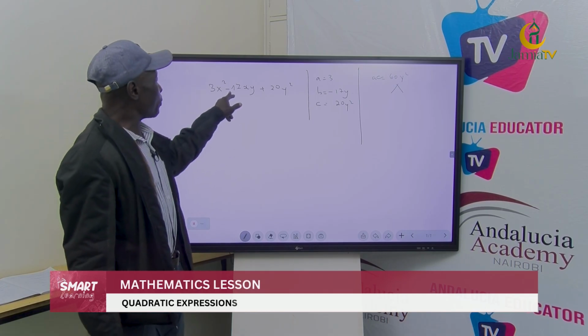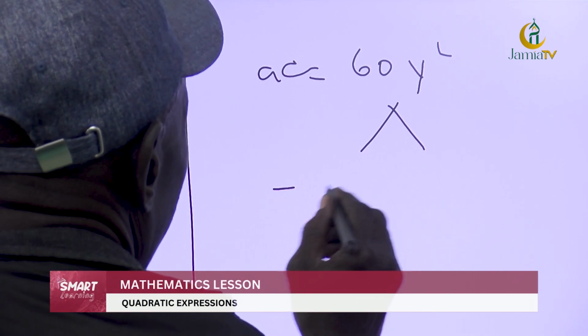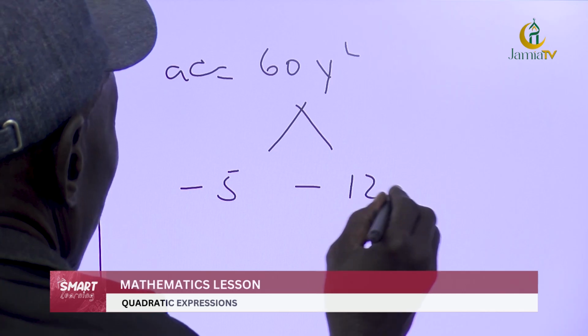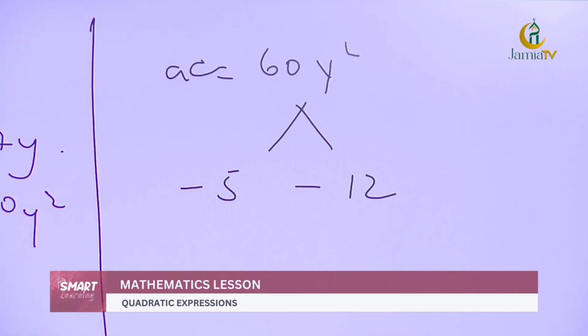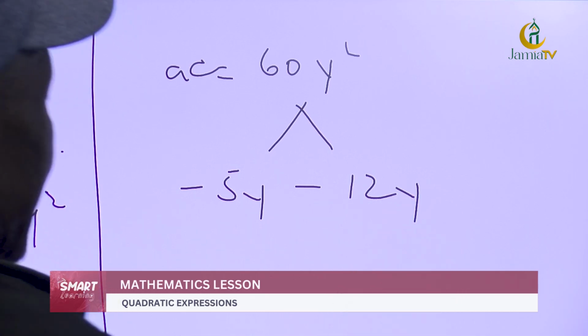Now you can see that our B is negative and C is positive. That means the two factors you are going to have will both be negative, because negative times negative will give us positive. And quickly here, when we have negative 17, we need two numbers which will multiply to give us 60. And that will be negative 5 and negative 12, because negative 12 and negative 5 will give me 60, which is positive. But we need to have the y factor. So we'll have negative 5y and negative 12y.